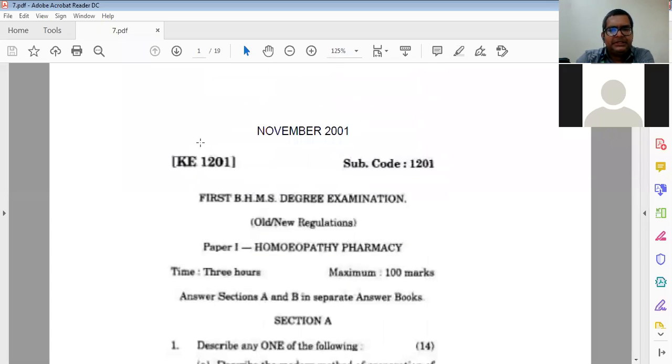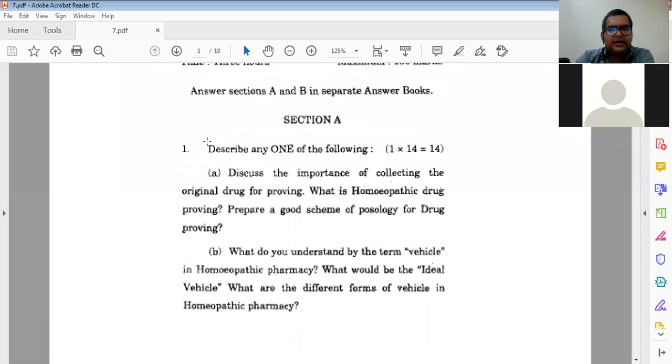Page number 1. Discuss the importance of collecting the original drug for proving. What is homeopathic drug proving? Prepare a good scheme of posology for drug proving. Very lengthy question. Discuss the importance of collecting the original drug for proving.